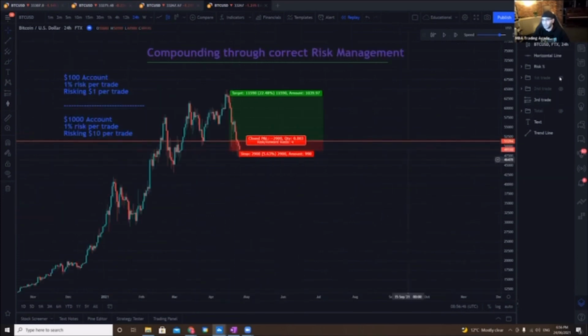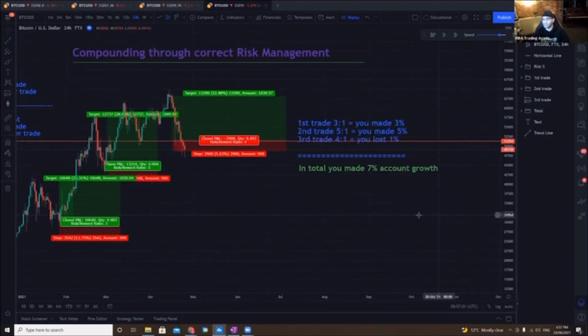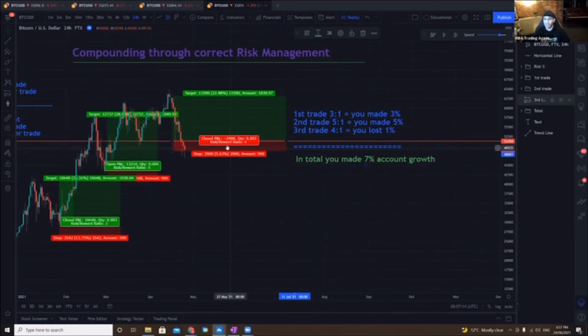So we bring these back up. You can see in each of these, it says a risk to reward 3, 5, and 4. What that represents is, for every 1% that you were risking, you're looking at making 3%. You're looking at making 5%. So how that works out in the end is, even though you lost one trade, in the first two trades you made 3% and 5%. In the last one you lost 1%. And in total, you've actually grown your account now 7%. And it means that your loser didn't knock out all your winners.